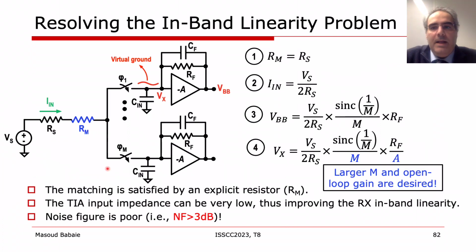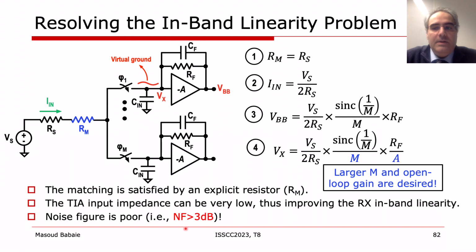To resolve the in-band linearity problem in the conventional mixer first receivers, the feedback resistor Rf is exempted from satisfying the input matching. Instead, an explicit resistor Rm is placed at the input of the receiver to provide input matching. Now, the signal swing at the input of the TIA can be calculated by this equation. Obviously, having a larger M or a bigger op-amp DC gain can help us reduce the TIA's input impedance and its input voltage swing, thus improving the in-band linearity significantly.